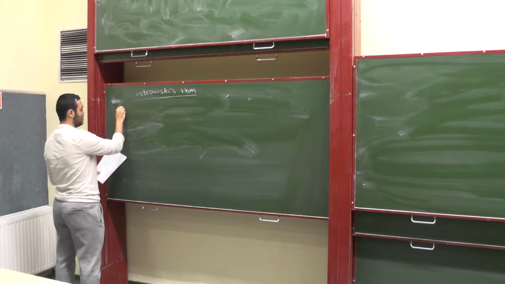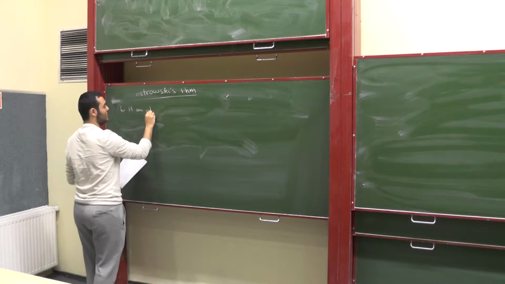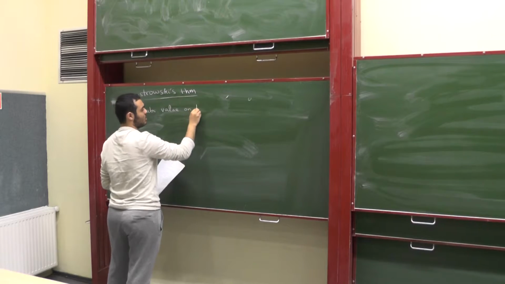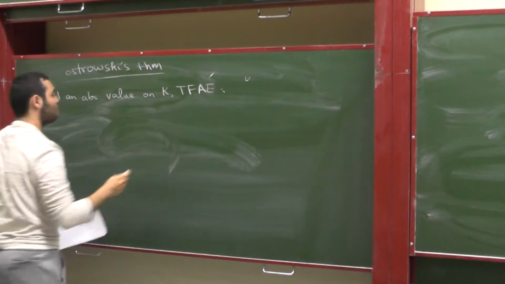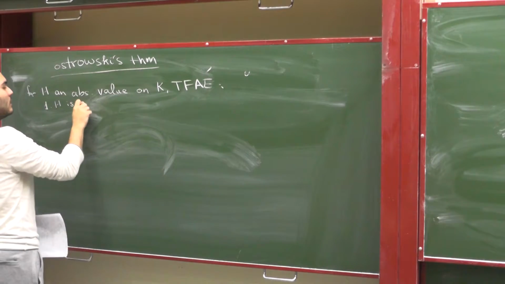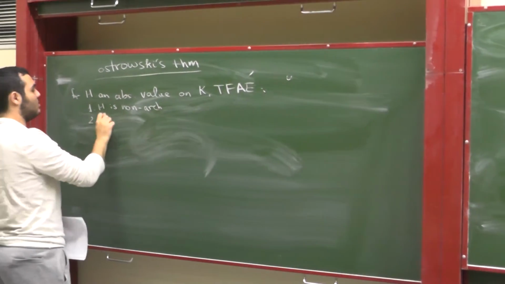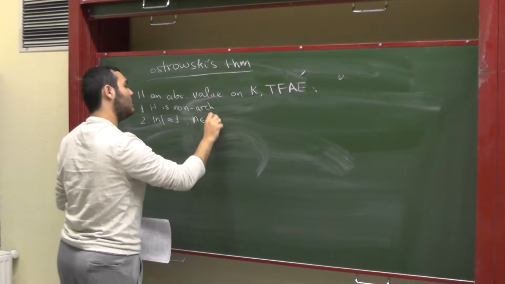Yesterday, that for an absolute value of some k, the following are equivalent. One, this is non-Archimedean. Two, that the absolute value of the integers is bounded by n.